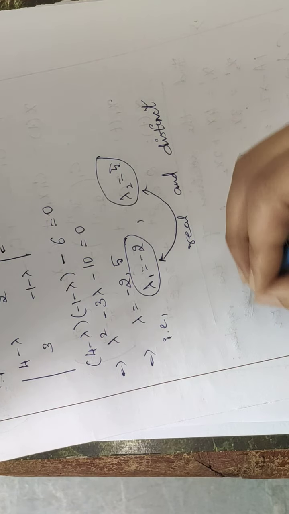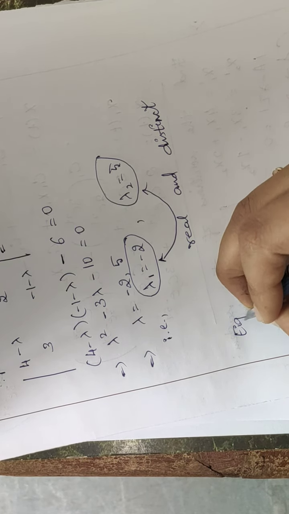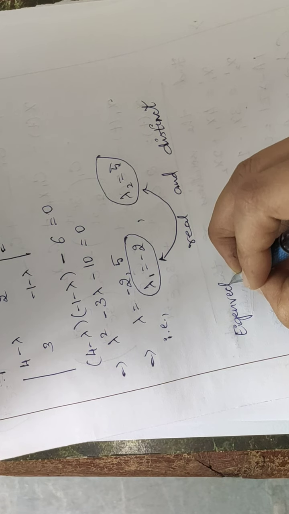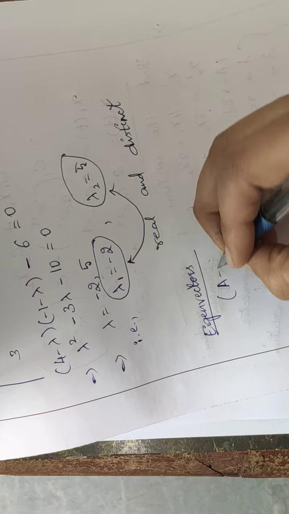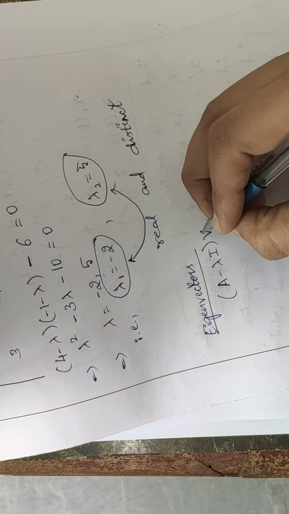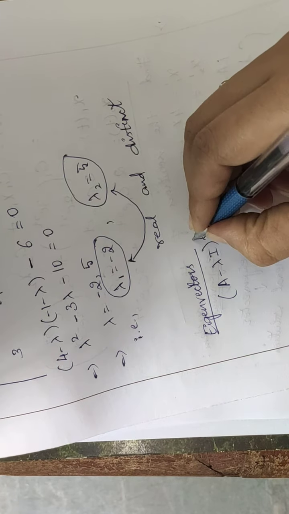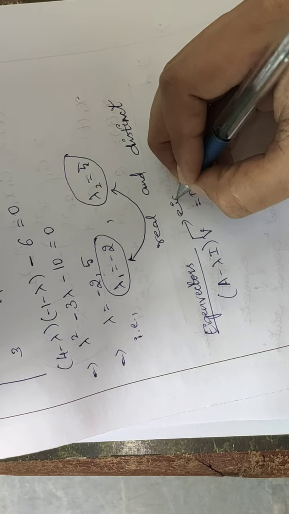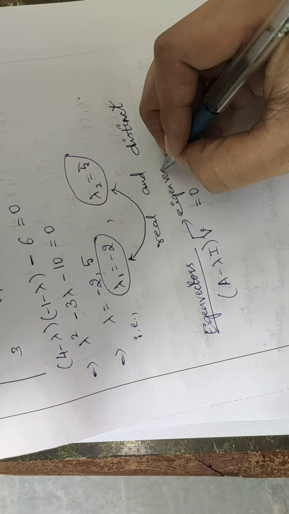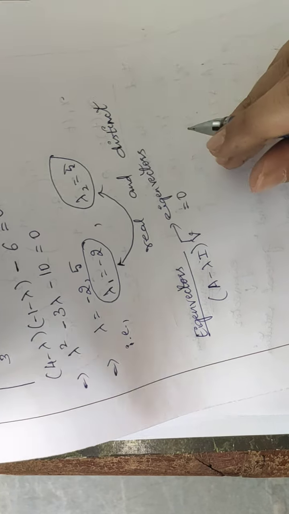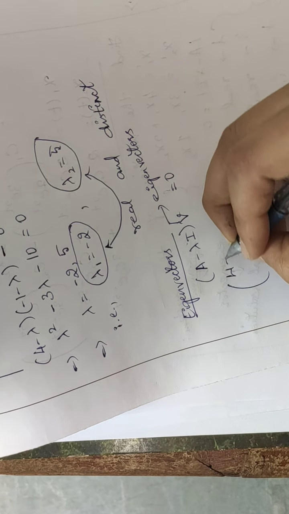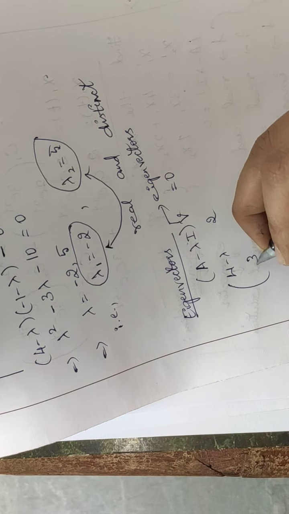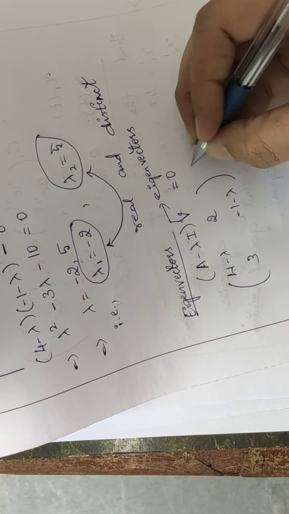Now let's find eigenvectors. So eigenvectors will be in the form of (A minus lambda I) into v is equal to 0, where v is the eigenvector. So now I will write this as the matrix 4 minus lambda, 2, 3, minus 1 minus lambda.